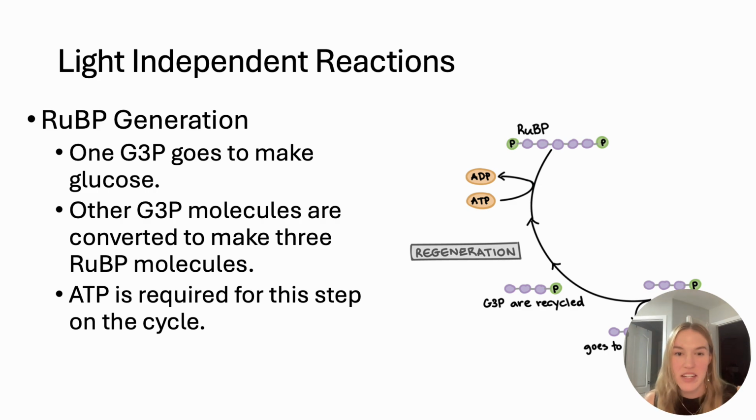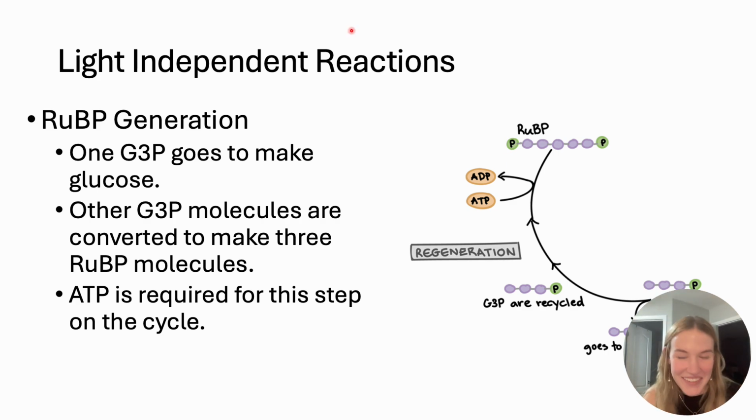The last phase here is RUBP regeneration. So this really is more of a math thing than anything else. But because we had 2 3-carbon molecules of G3P, one of those gets saved, and it will join this pool of G3P to ultimately go make glucose. The other G3P molecule is going to be recycled to form RUBP. Now, you might be doing some math here, and you're thinking, wait a second, that doesn't work. 3 carbons can't make 5 carbons.